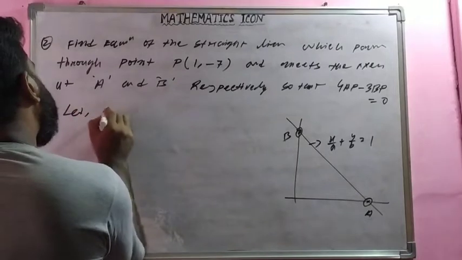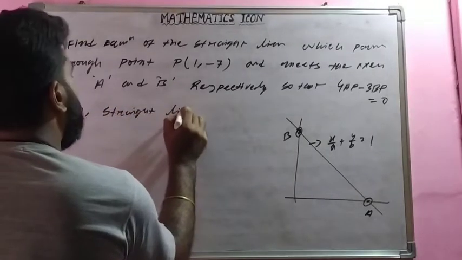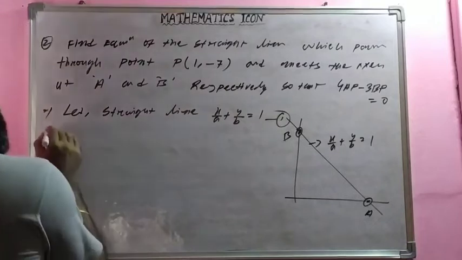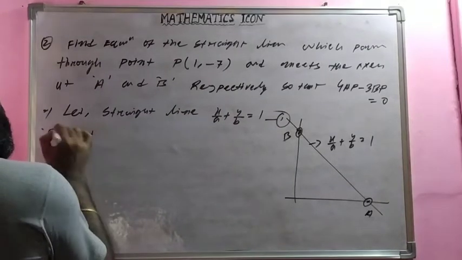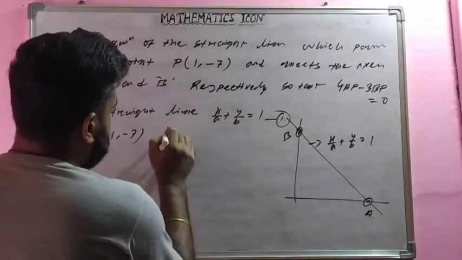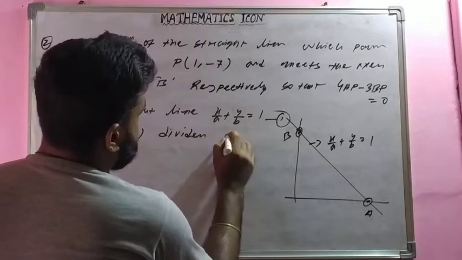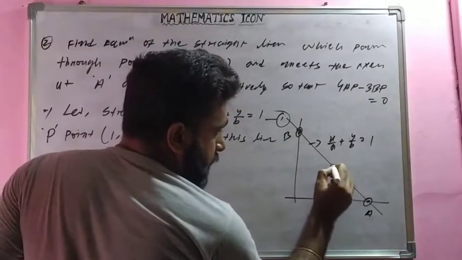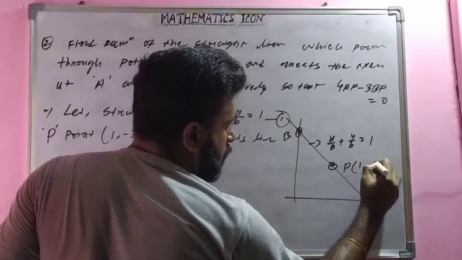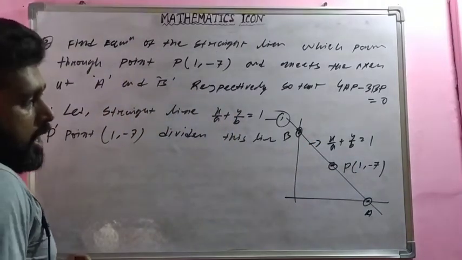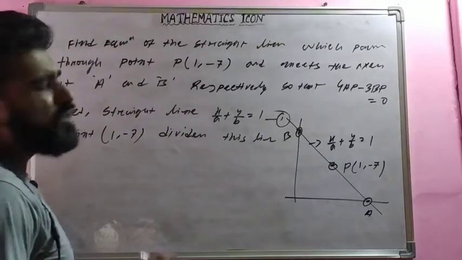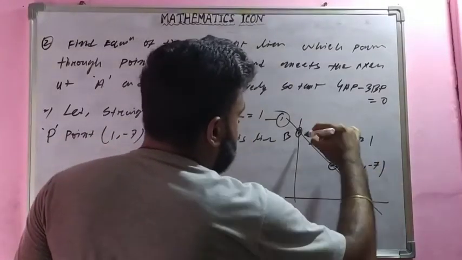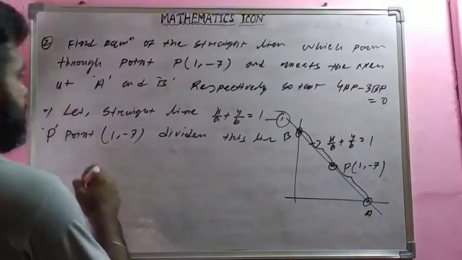Let the straight line be x by a plus y by b equals to 1, equation number 1. Point P (1, -7) divides this line. That means the point P(1, -7) is actually lying on this line, and this point divides this AB line with some ratio, but the ratio is not given directly. But one thing is given, that you can see this length is AP and this length is BP.